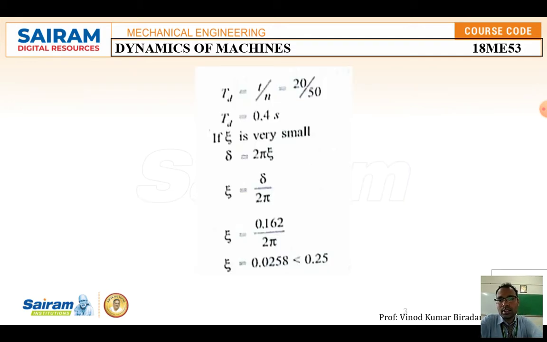Next you need to calculate the damped time period. Damped time period is equal to t by n, time divided by the number of oscillations. Time is given as 20 seconds, and the number of oscillations is 50. So the 0 gets cancelled, 2 by 5 is equal to 0.4 seconds. So the damped time period is equal to 0.4 seconds.